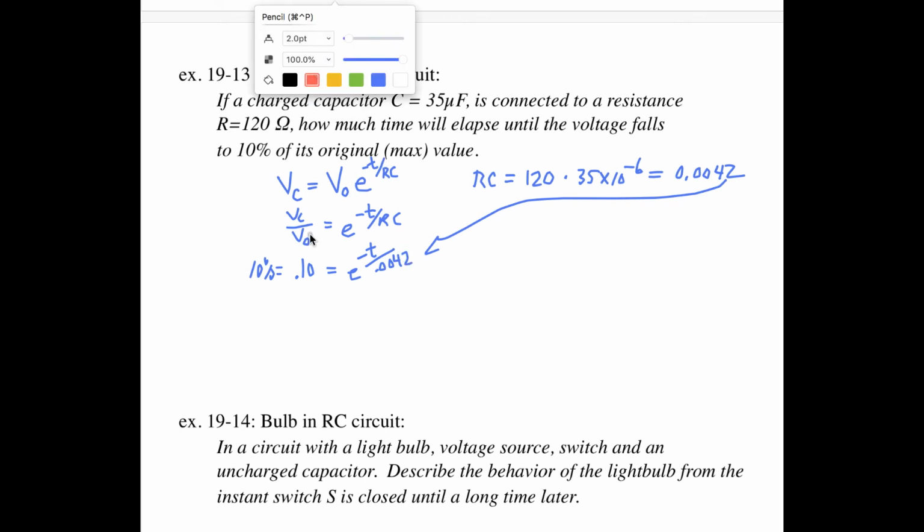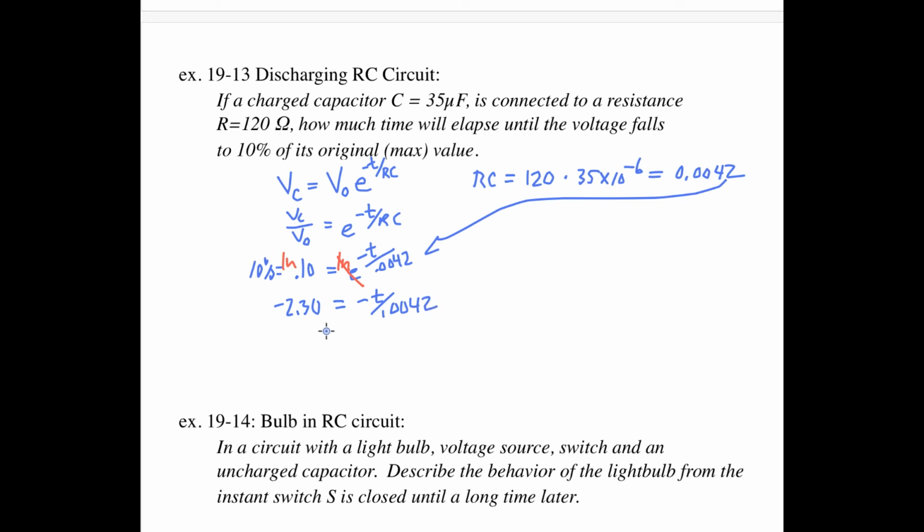All right, and then we take and put that in there. Then we love the fact that we can do natural logs again. So we do the natural log, those go away, and then the natural log of 0.10 is negative 2.30. Then we're left with negative t over 0.0042. And then we just solve for t, and we get 0.00967, and that will turn into 9.7 milliseconds.